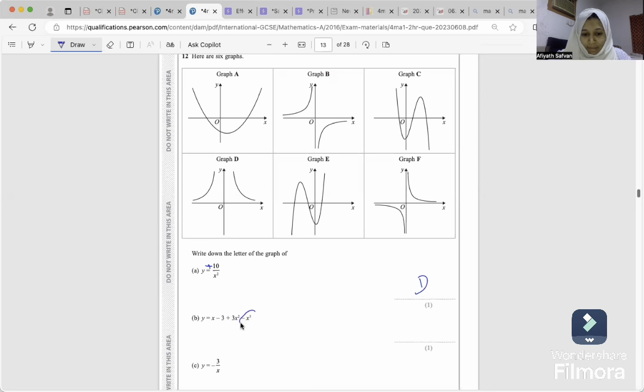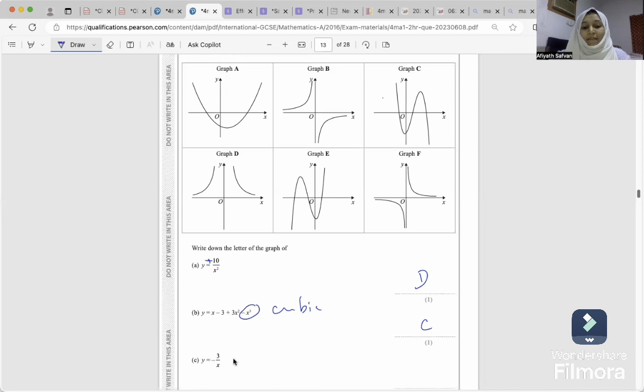And you can see here it is the minus x cube graph. So it is the cubic graph. This is the inverse quadratic graph, whereas this is the minus cubic graph. So it should be C. And then minus 3 over x. So the graph is minus 1 by x. So it is going to be P.